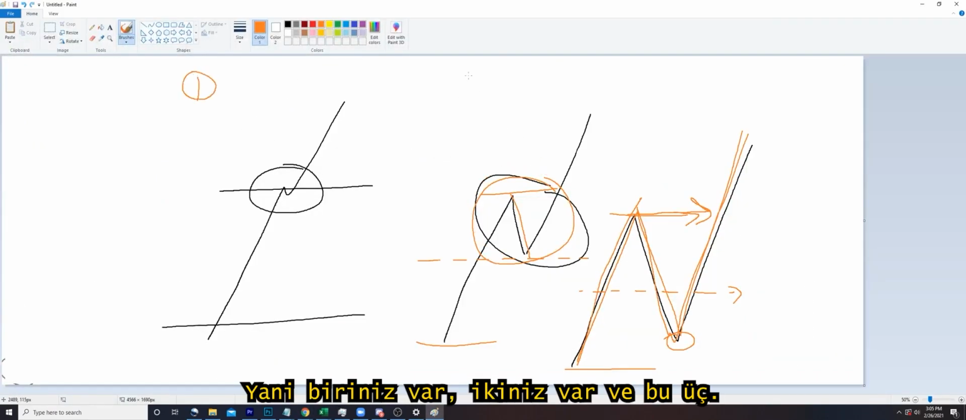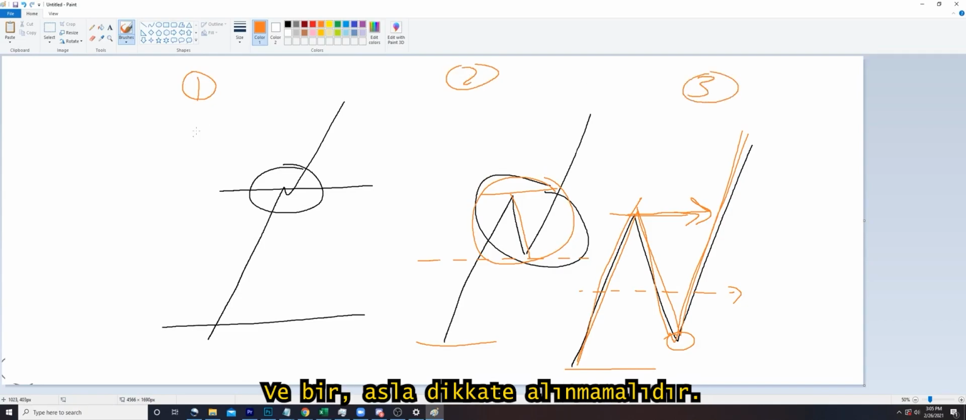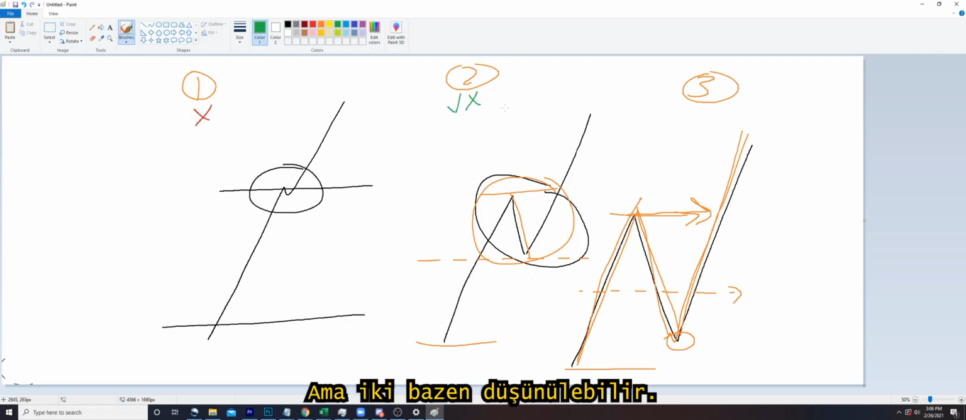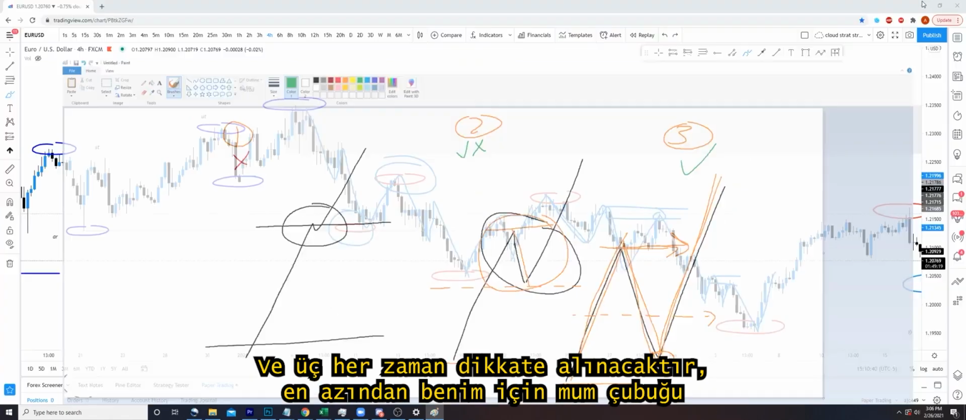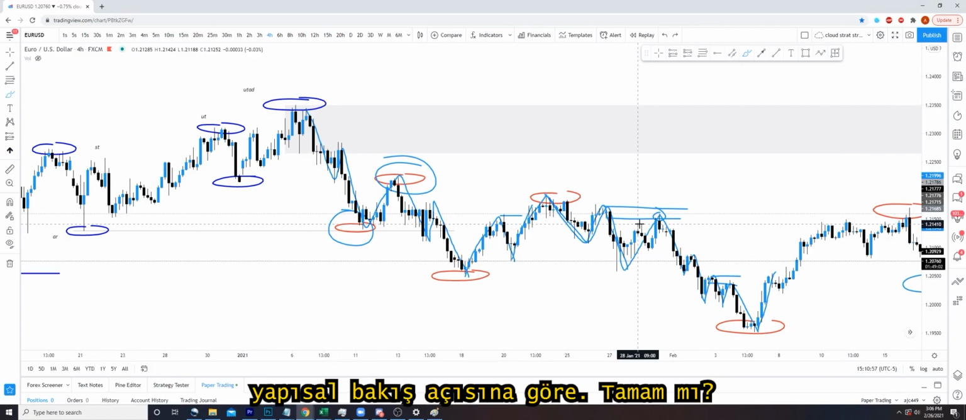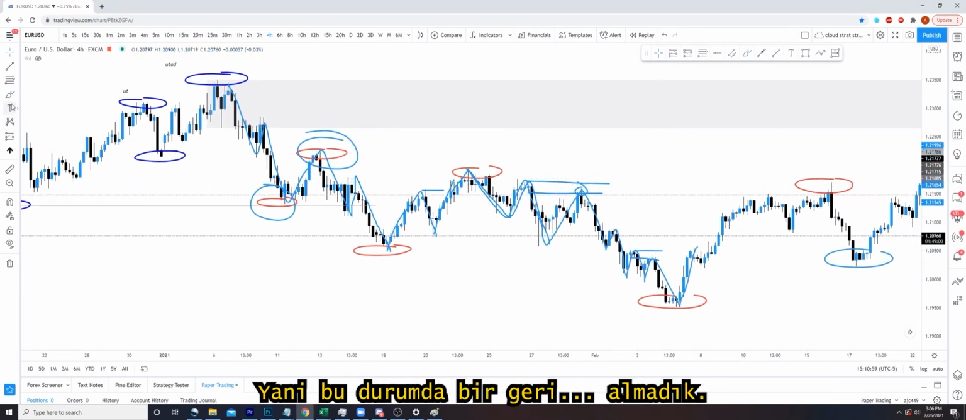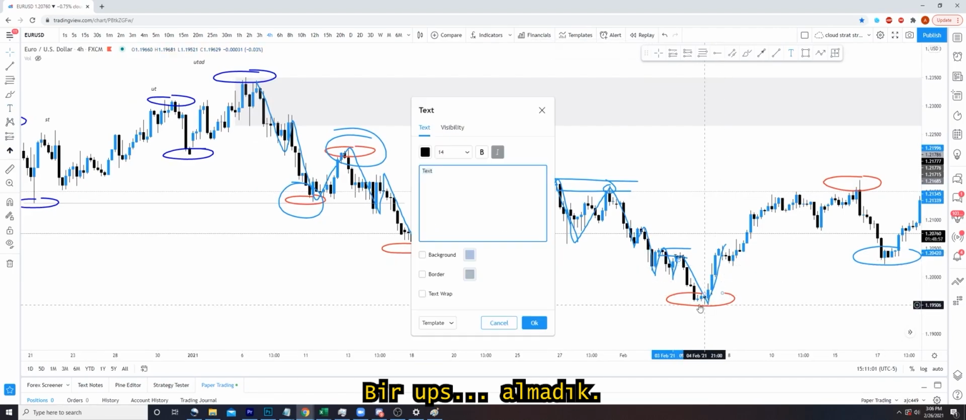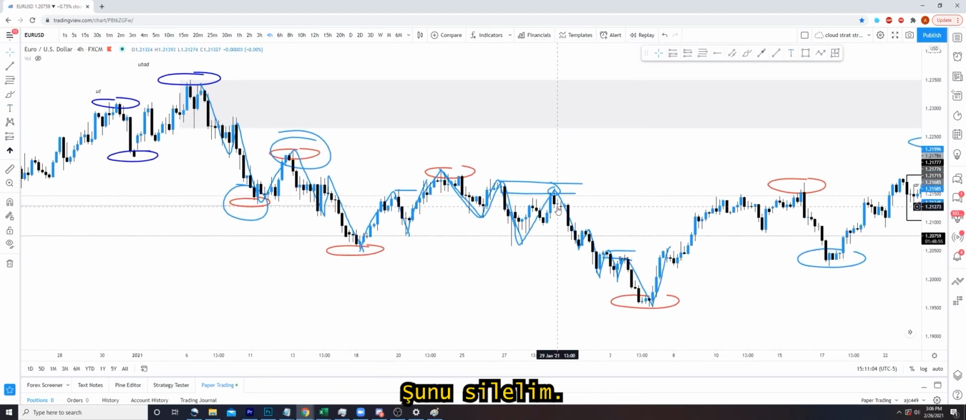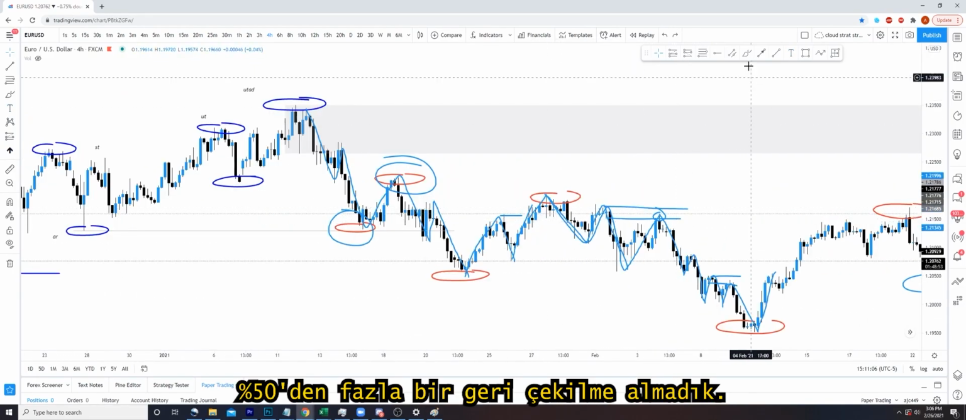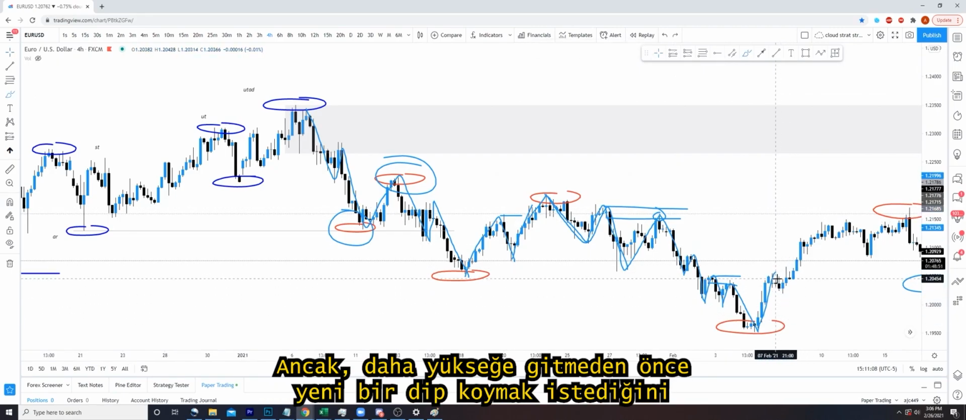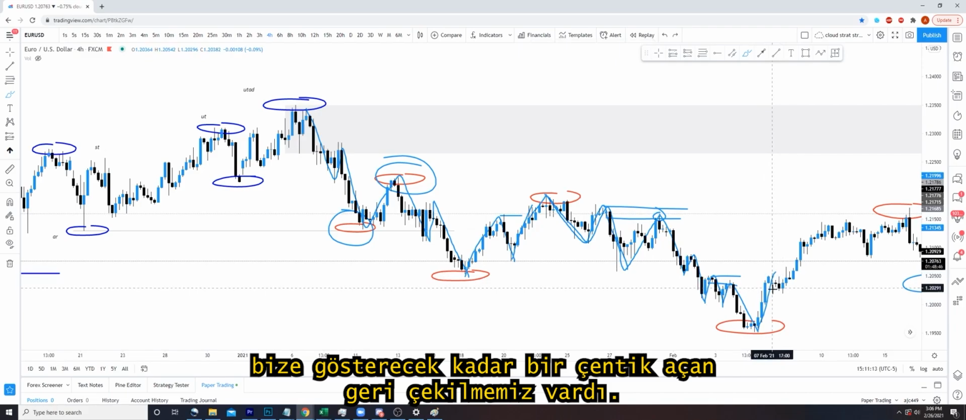So you have 1, you have 2, and this is 3. And 1 should never be considered, but 2 can sometimes be considered. It's up to you, right? And 3 will always be considered, at least for me, from a candlestick structural perspective. Okay, so in this case, we did not get a retracement of more than 50%. However, we had a retracement that made a dent enough to show us that it wanted to put in a new low before moving higher.